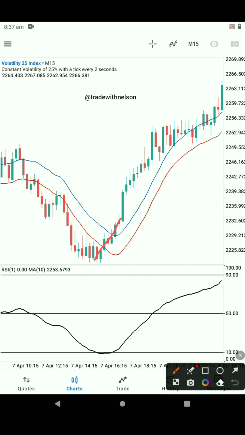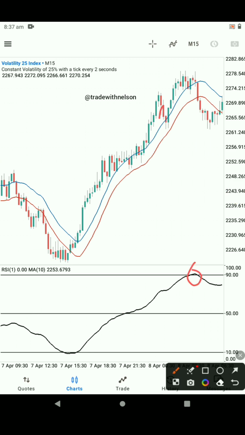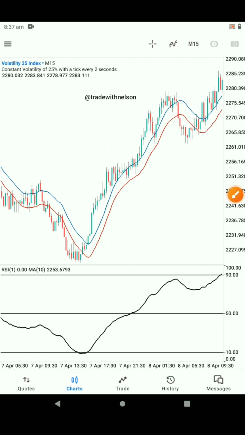Then you wait for when the market goes above the envelopes. Here, enter your buy, stop loss below this low, and then you hold your trade until when it enters into the 50 level, or leave the rest to run into the 90 level. Some here, the rest around this point.